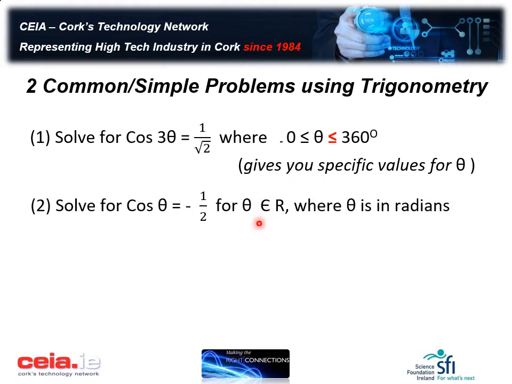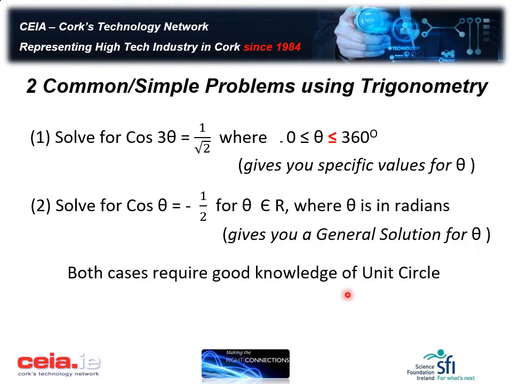The second type of problem looks something like this, where it's again very similar, and again cosine theta is equal to minus a half. Theta is again in radians, but in this case the solution would be in a general solution form for theta, and we'll see what that looks like in a minute. So both of these examples require a good knowledge of the unit circle, as has most of what we've done so far.